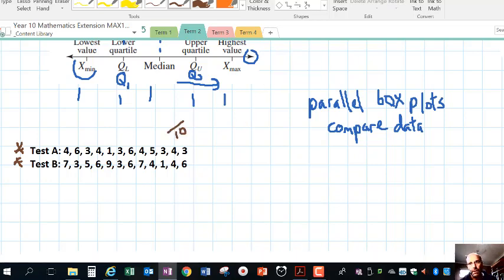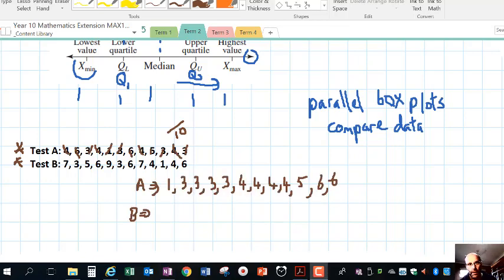Okay, so let's see what happened. First thing I've done, as we've seen before, is put the data in ascending order, and we have 12 bits of data. So the position of the median is what I'm going to go for now. That's the 6.5 spot, or between the 6th and the 7th. So the median is there between those two. So the median is 4.